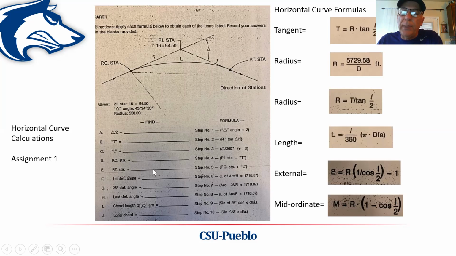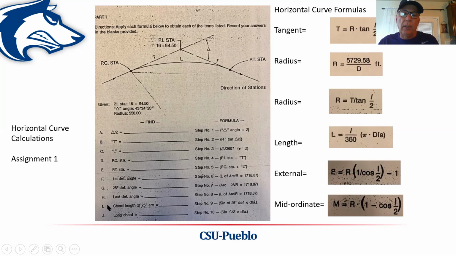So therefore our PT station is going to be 18 plus 92.26, or 1892.26. That is the station of the PT, and that's where we left off at our last set of slides. I am going to now go on and explain to you the items F through J here.